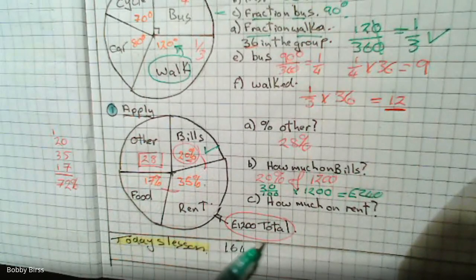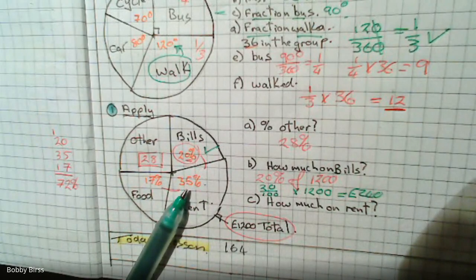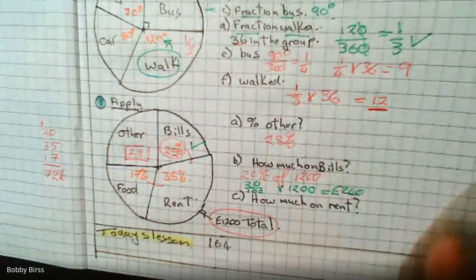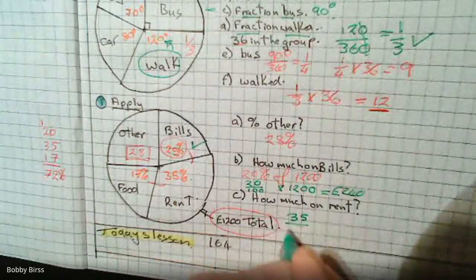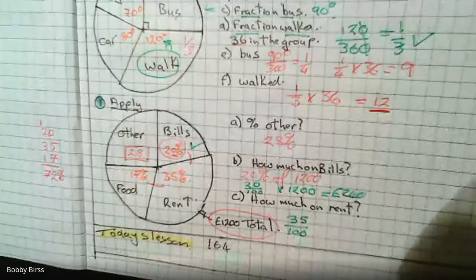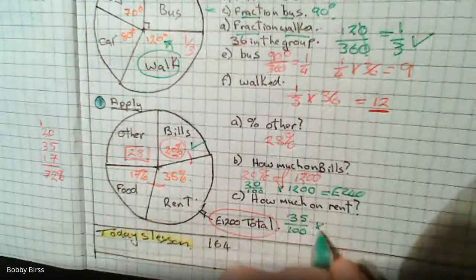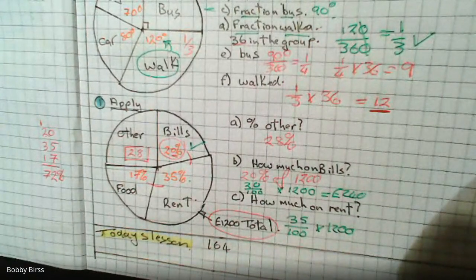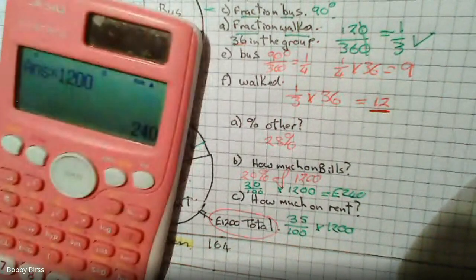So the idea is, this time around, how much do I spend on rent? Rent is 35%. That's the biggest amount. So how do I find 35%? I'm doing 35 out of 100, because I'm converting my percentage to a fraction, and I'm now going to times that by 1,200. So if it was 50%, it would be 50 over 100, a half of 1,200, which would be 600.